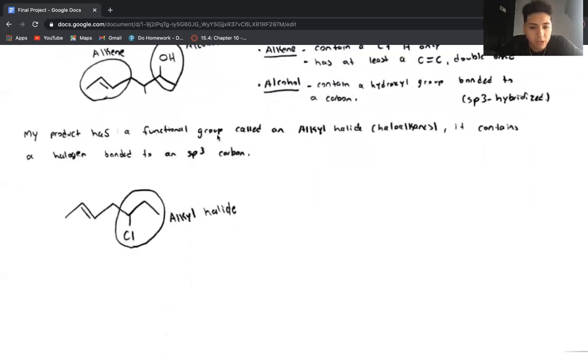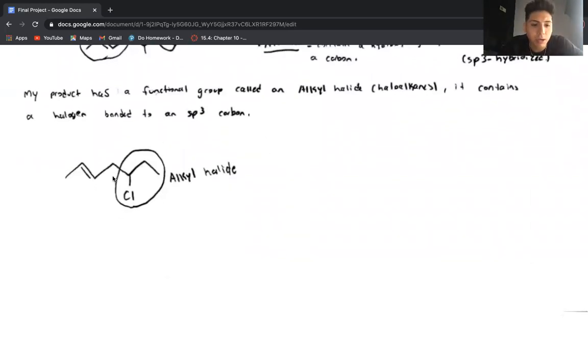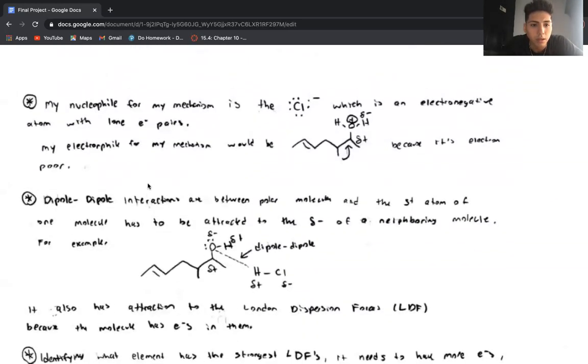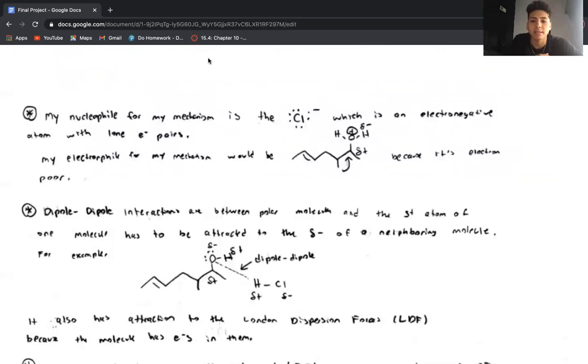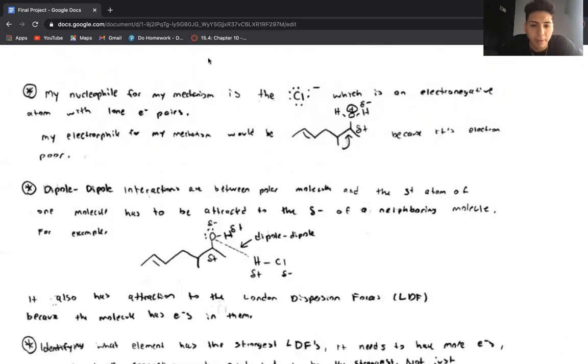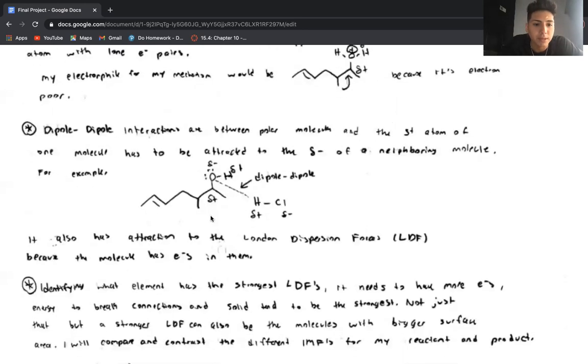My product has a functional group called an alkyl halide, also named a haloalkane, and it contains a halogen bonded to an sp3 carbon, shown below here. My nucleophile for my mechanism is a chlorine negative, which is an electron negative atom with lone electron pairs. My electrophile for my mechanism would be this structure in my mechanism because it's electron poor with that carbon, needing more electrons with that cation as well.